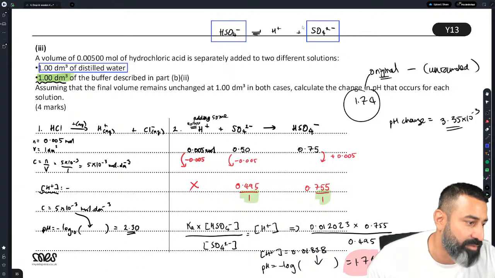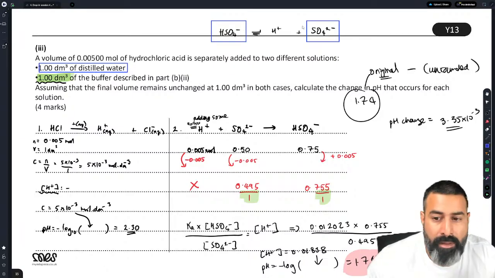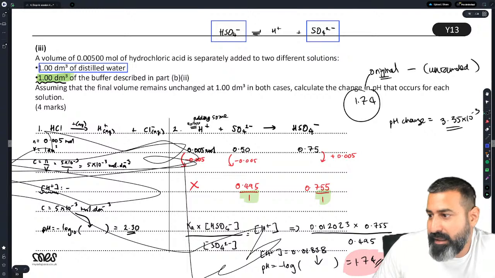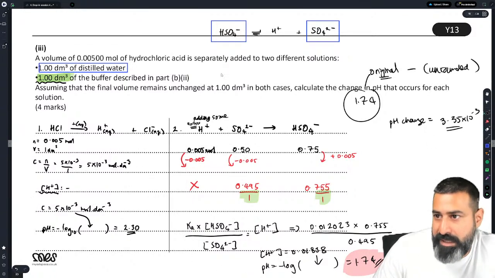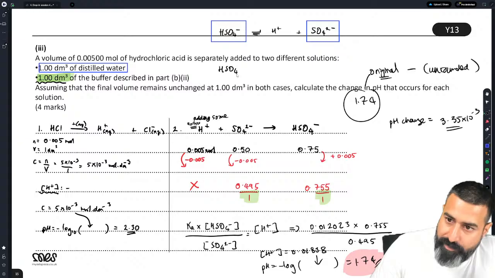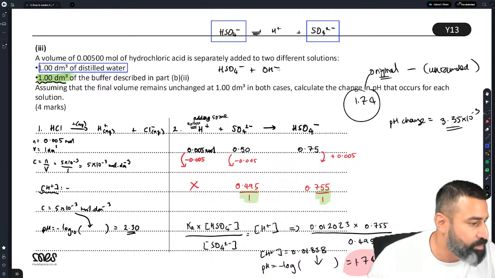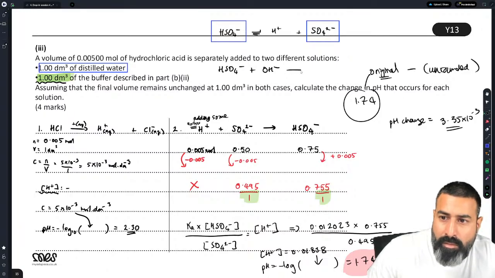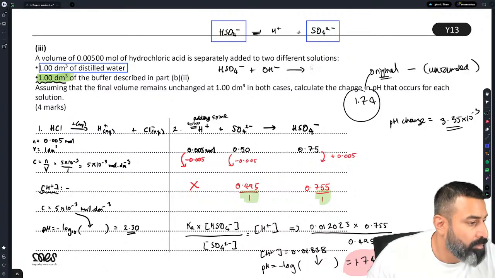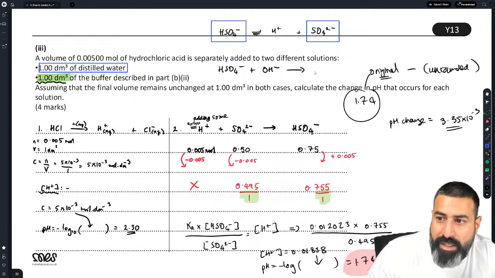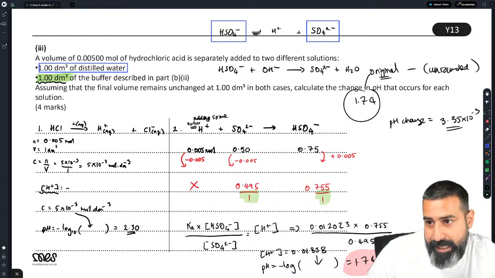Yeah, exactly. So the extra stuff that we add gets used up. I see the question that you're asking. So what you're saying is, tell me if I'm mistaken, if I add extra OH minus, what is the OH minus going to react with? So the OH minus reacts with the HSO4 minus to make SO4 2 minus and H2O.